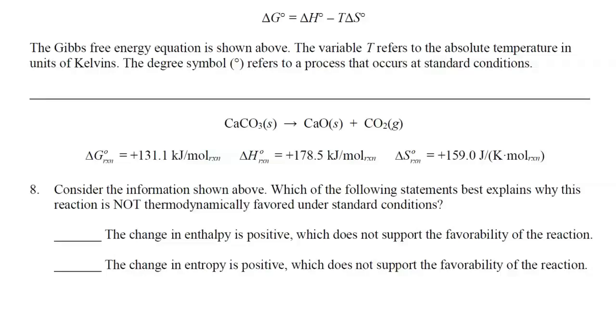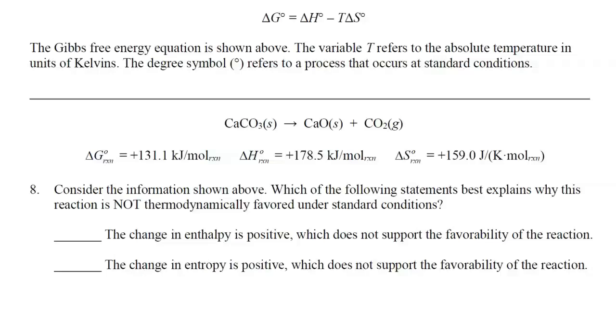It says, consider the information shown above. Which of the following statements best explains why this reaction is not thermodynamically favored under standard conditions? So we are given the value of delta G, delta H, and delta S for this equation. We know that because the sign of delta G is positive, that means that this reaction is not thermodynamically favored under standard conditions. But let's focus on, is it the change in enthalpy, delta H, or is it the change in entropy, delta S? Which one of these quantities best explains why this reaction is not thermodynamically favored?